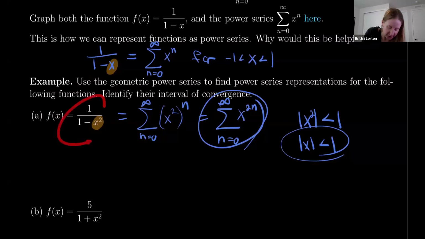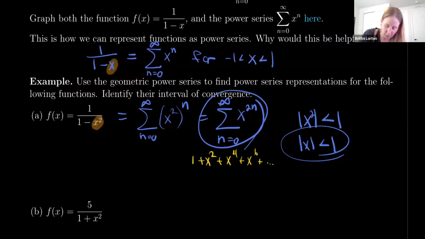You can take a function and turn it into an infinite polynomial. Here's why that might be helpful. This one right here is just 1 plus x squared plus x to the 4th plus x to the 6th and so on. This is only adding and multiplying. I never needed to divide. So sometimes we can take a complicated function and make it a little easier, which is kind of cool.